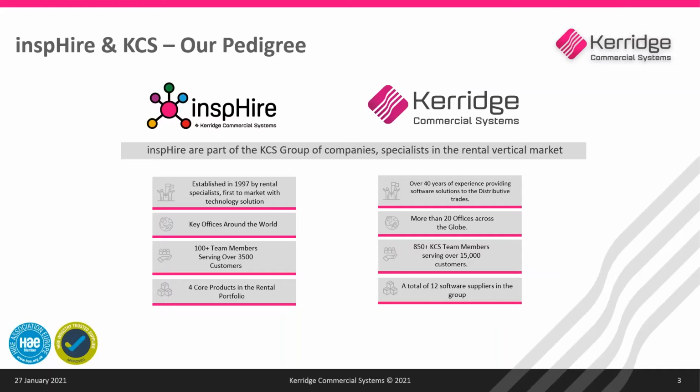inspHire are part of the Kerridge Commercial Systems group of companies and have been providing the rental market a specialist solution since 1997. We have over 100 employees working in our offices based in the Netherlands, South Africa, Australia, and our headquarters in Nottingham. From these offices, we support over 3,500 customers who use one of our 4 core rental products.